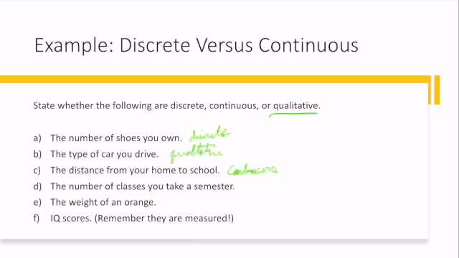What about the number of courses you take in a semester? Well, the number of courses you take in a semester, that's something you count. That's going to be discrete. What about the weight of an orange? That's continuous. That's something you measure. How about IQ scores? Remember, these are measured, right? You have to measure it with a test. But this is actually going to be discrete because it can only take on specific values and it can't take on half values.